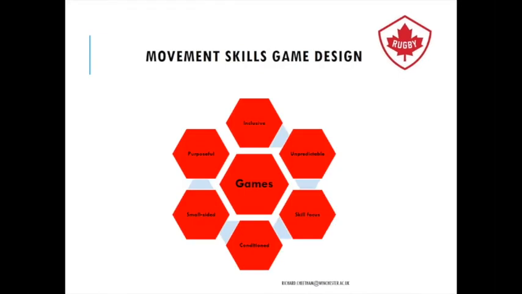When you design a game, these are ones which we should all be aware of when we're designing games, but obviously we've got our movement skill lens. So at the bottom it's conditioned. What conditions could you change that game with? What skill focus from the list? Where did you see there were deficiencies? Unpredictable environments are fantastic because that's what rugby is about, a chaotic environment and being able to move effectively in it. And purposeful, really important.